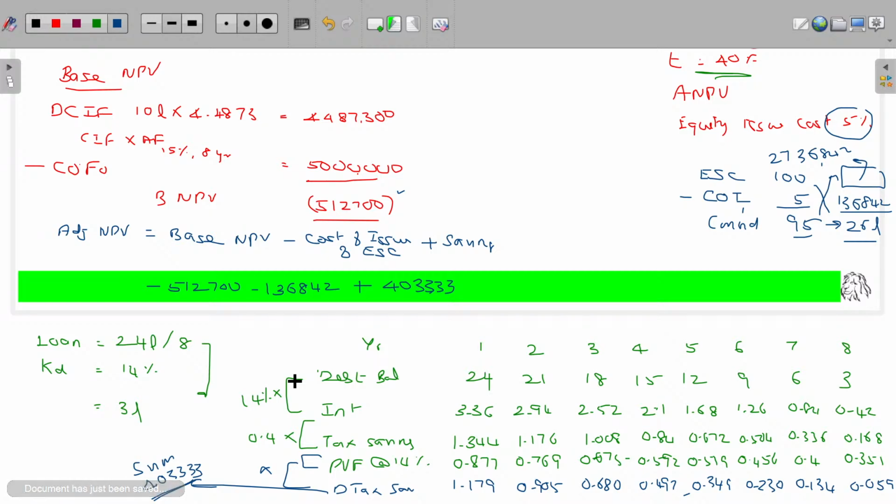Thereafter, from the base NPV, we have to do slight adjustment for the cost of issue of equity shares as well as tax savings on the interest. So, ultimate value being minus 2,46,209. Even the base NPV is also negative, as well as the adjusted NPV is also negative. So, we no need to recommend this project.